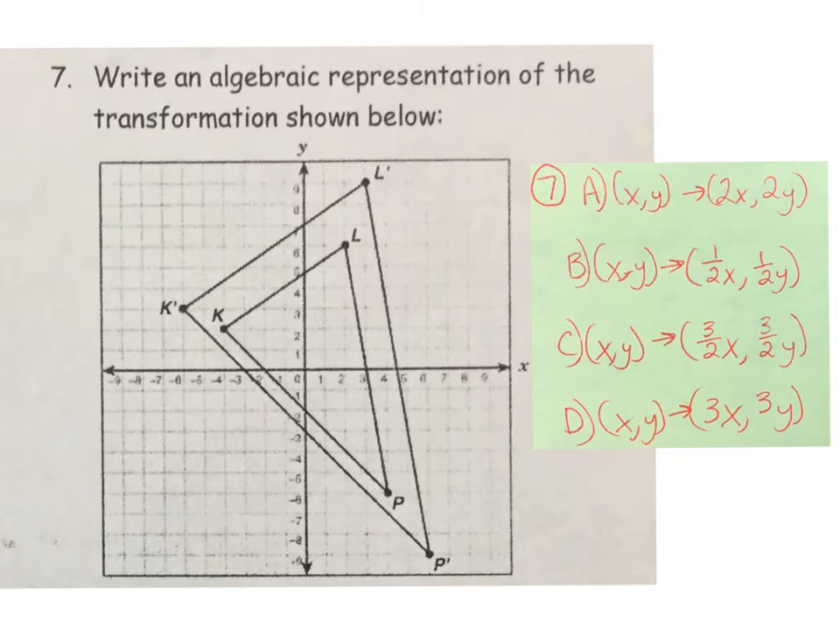Okay, number 7 says to write an algebraic representation of the transformation shown below. Okay, so if you look, I have K, L, and P, the triangle, and it's getting bigger because I know it's getting bigger by these marks here on the bigger triangle. That tells me that's the new shape. So it is a dilation, which is an enlargement, and so we have to multiply by something bigger than 1 to make that triangle get bigger. All right, so pick the best answer you think.